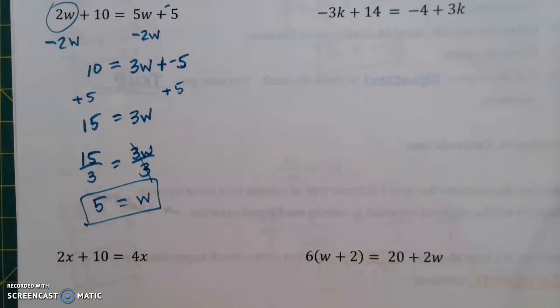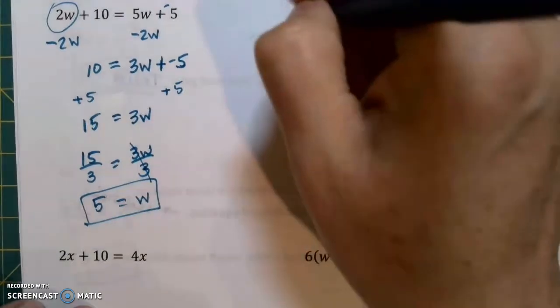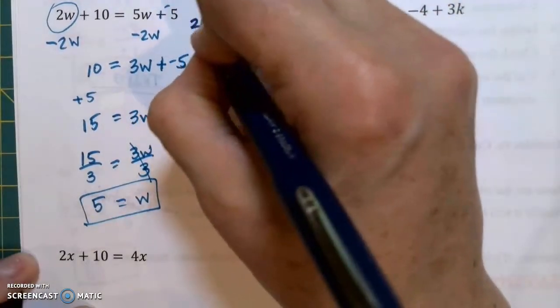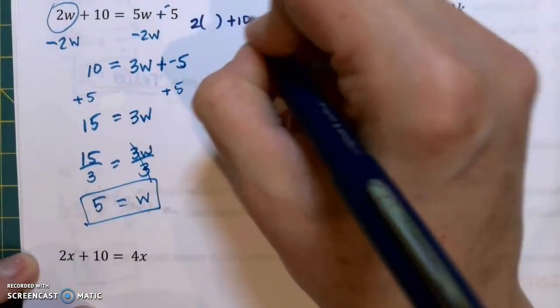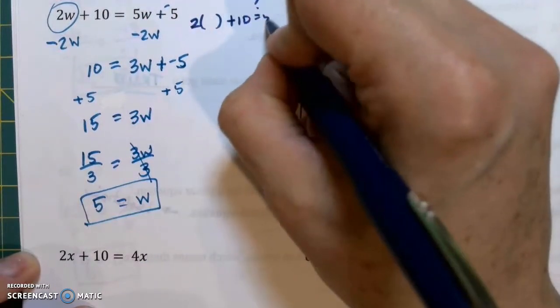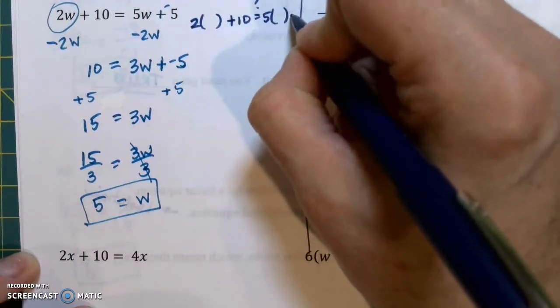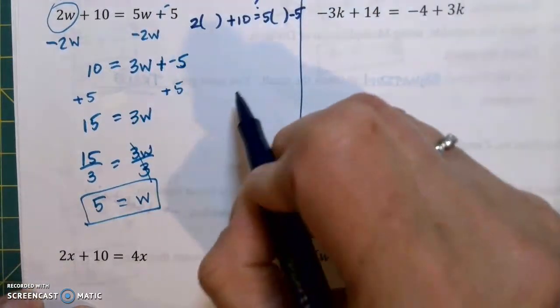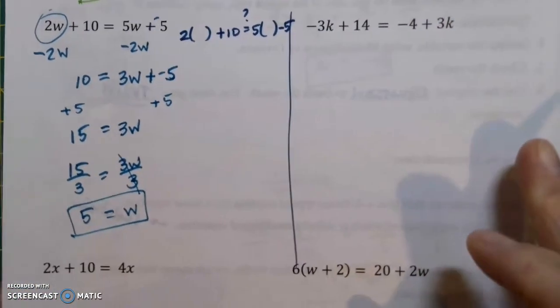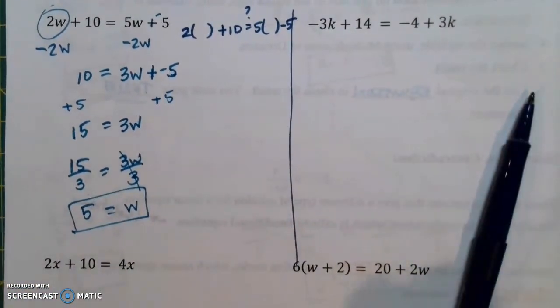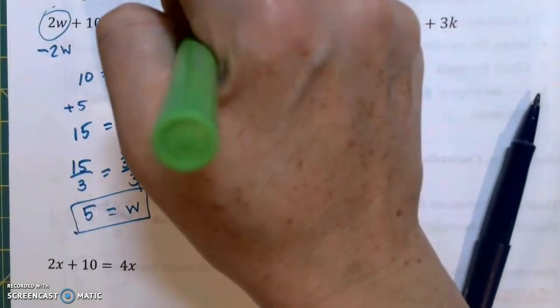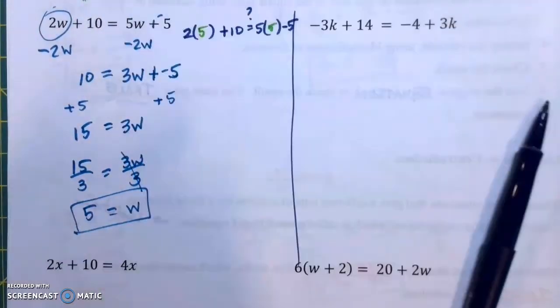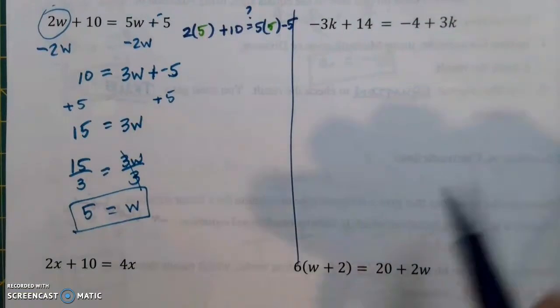Don't forget to go back to the original equation. So I'm going to have 2 times something plus 10. I need to see if that's going to be the same as 5 times something minus 5. So the something that we got down below there was 5. Positive 5 is our solution that we are testing. So I will plug that in there.